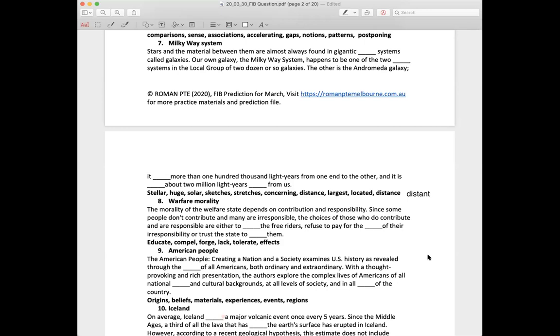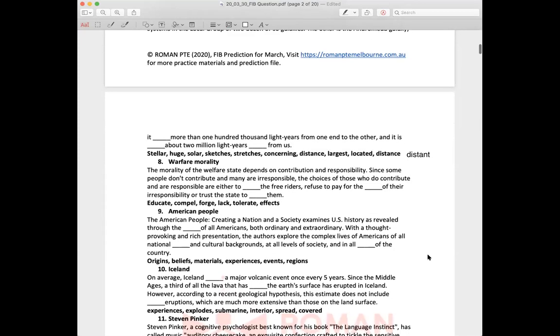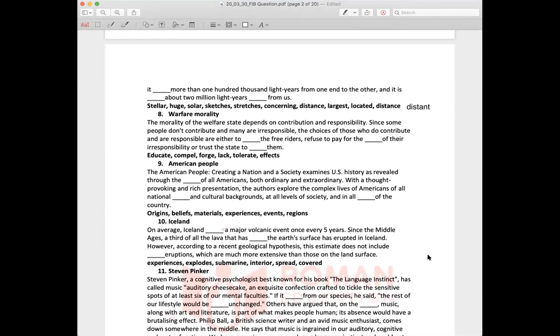So the sense here is there are some people who pay the money when they are riding the public services, but at one stage they might say, no, we don't want to pay for other people, or the state should tell those people to pay for their ride. So that's what the sense is. So warfare morality. If you get this question, make sure that you remember these answers.